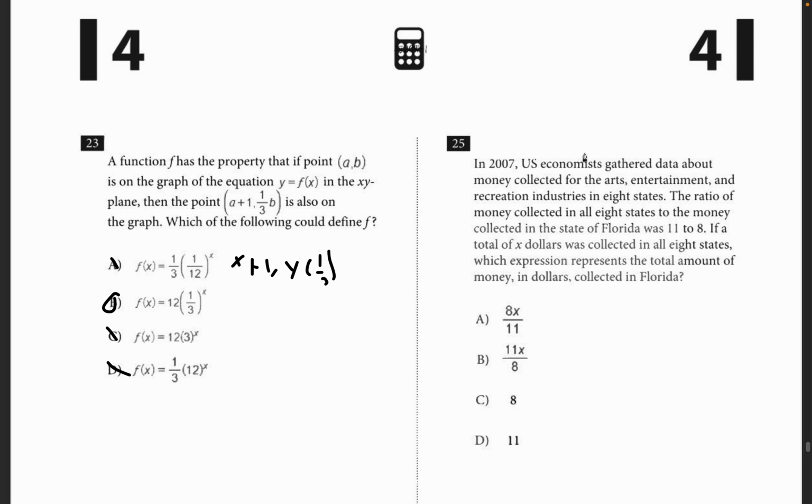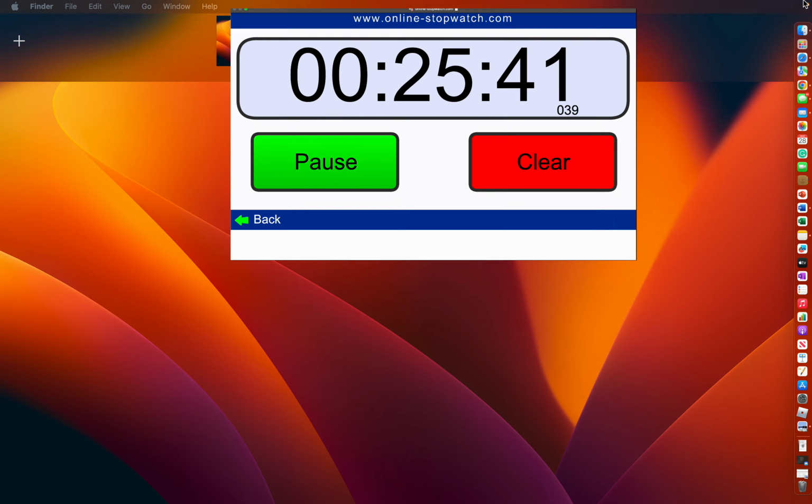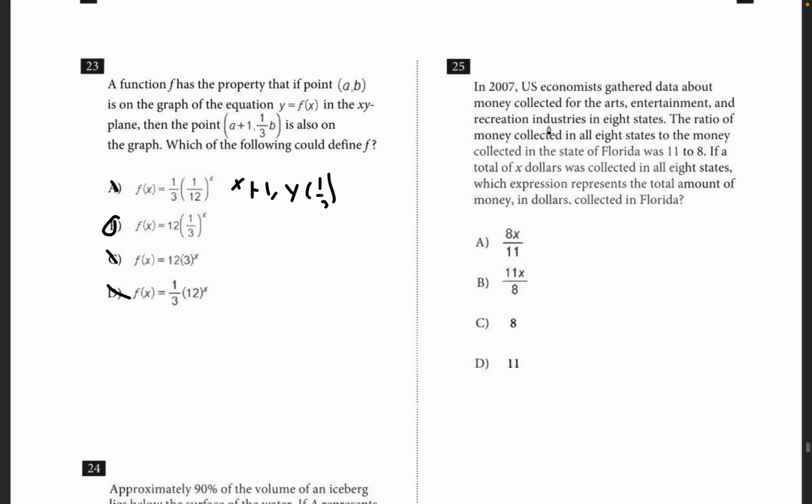In 2007, how much were we at? 2541. We gotta speed up a little bit.